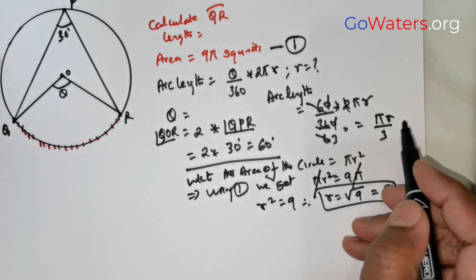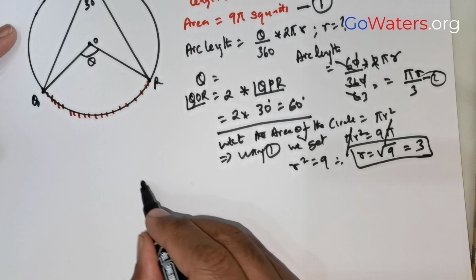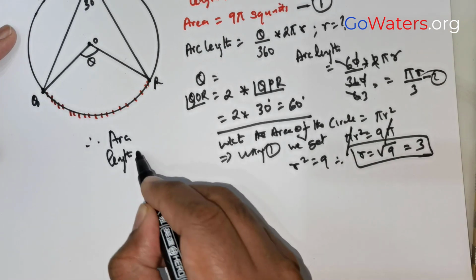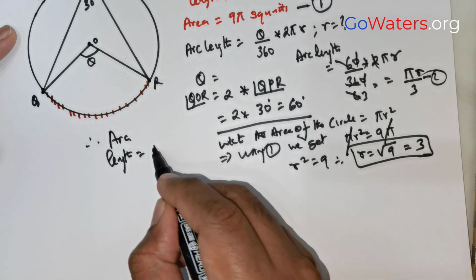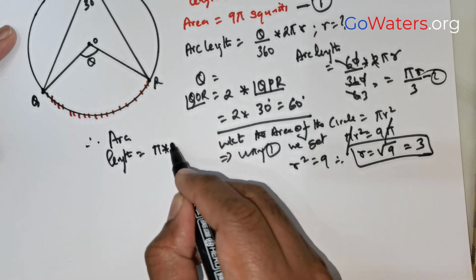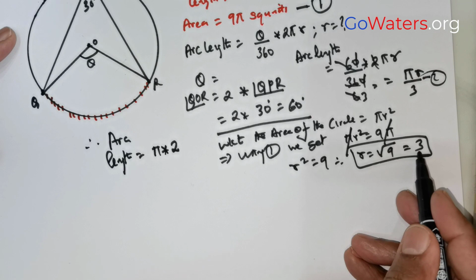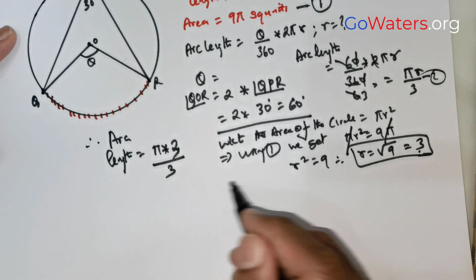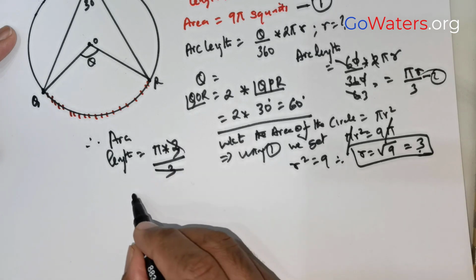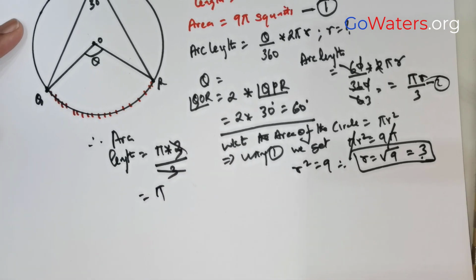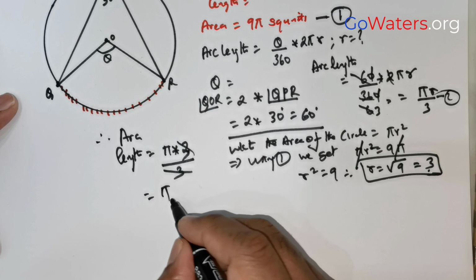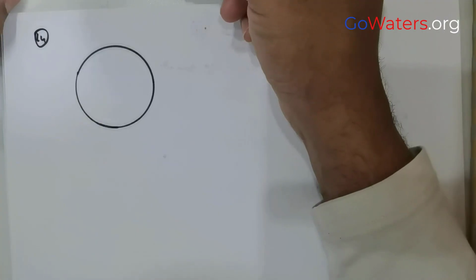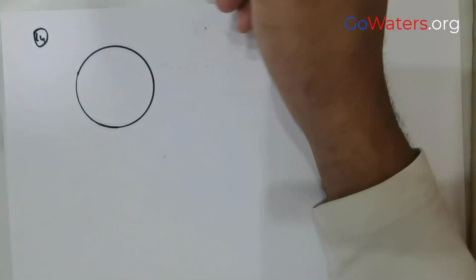So r is equal to 3. If I were to take this as 3, therefore arc length is equal to pi times 3 divided by 3, right? So 3 gets cancelled. So we are getting pi. So length of the arc is pi. And since we're dealing with length, it's pi units. Point number 14 is this.